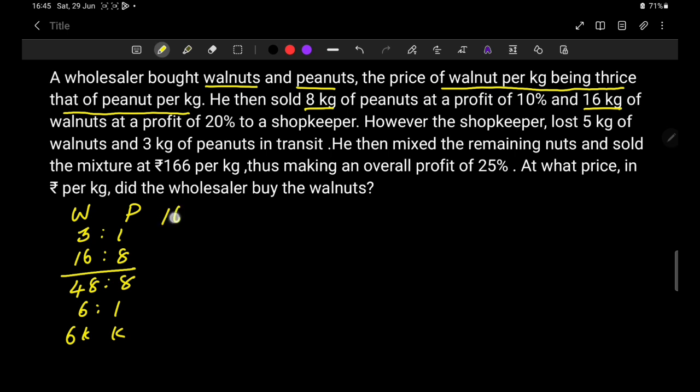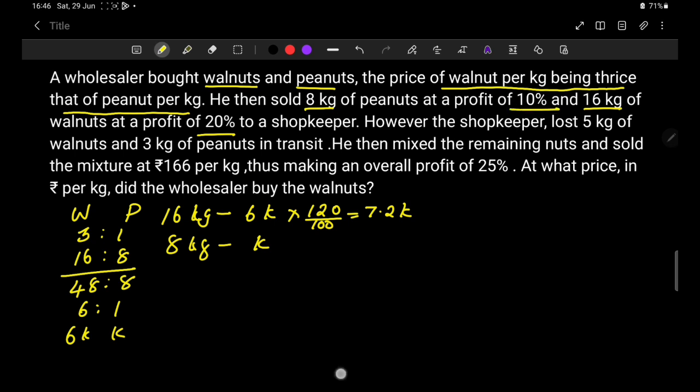This means that 16 kilogram walnut price is 6k and 8 kilogram peanut price is k. So we want to calculate the selling price of the wholesaler. He sold walnut at a 20% profit. That means 6k into 120 by 100. That's equal to 7.2k. He sold 10% profit in peanuts. So k into 110 divided by 100, that's equal to 1.1k.